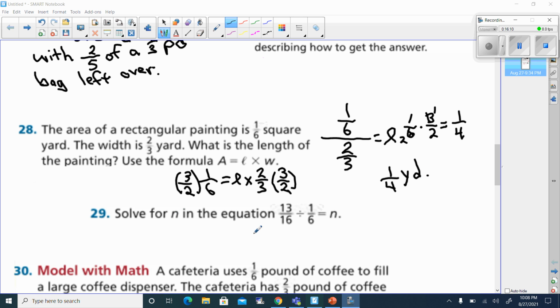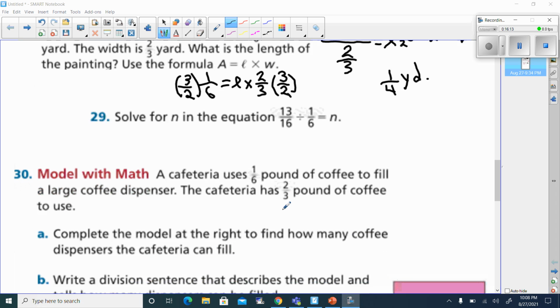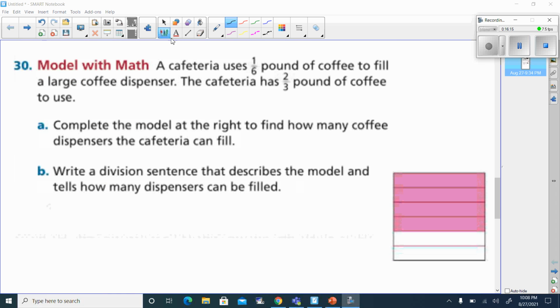All right, you guys have number 29. Let's go to number 30. And I think that's my last one tonight. A cafeteria uses 1/6 pound of coffee to fill a large coffee dispenser. The cafeteria has 2/3 pound of coffee to use. Complete the model with the right to find how many coffee dispensers the cafeteria can use.